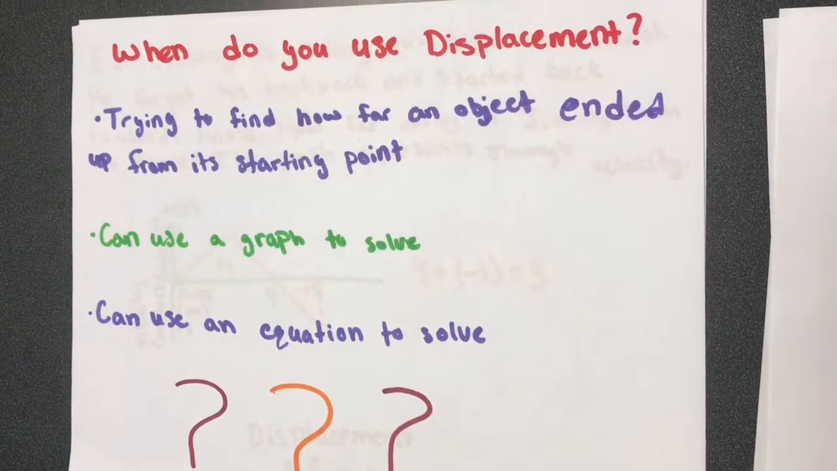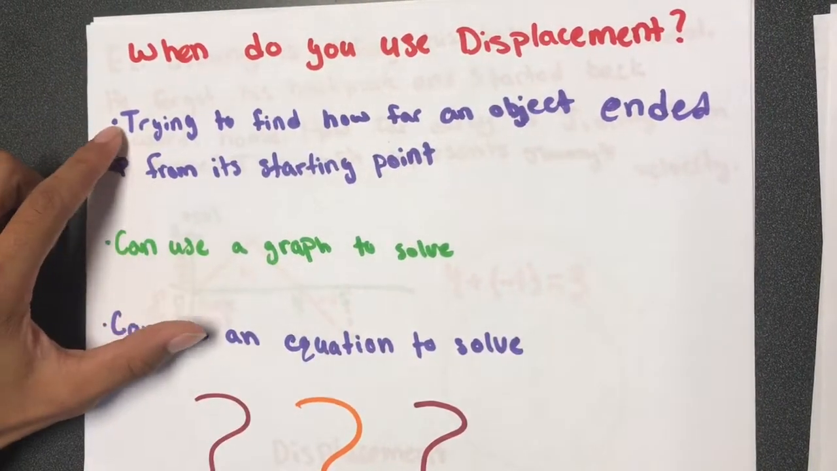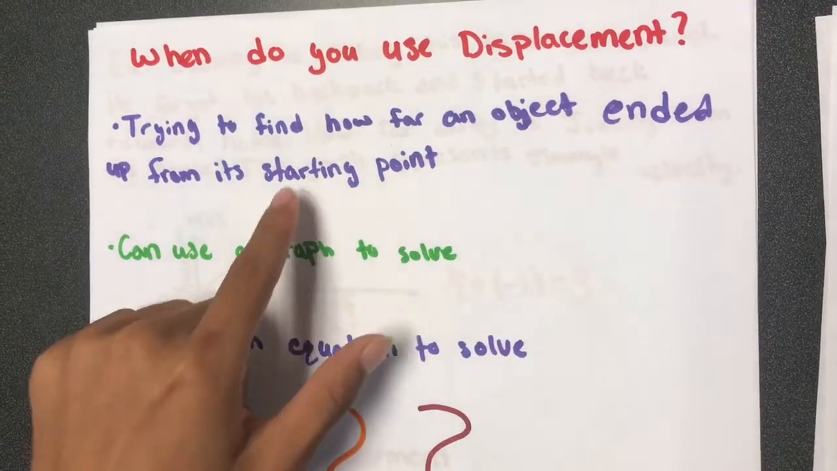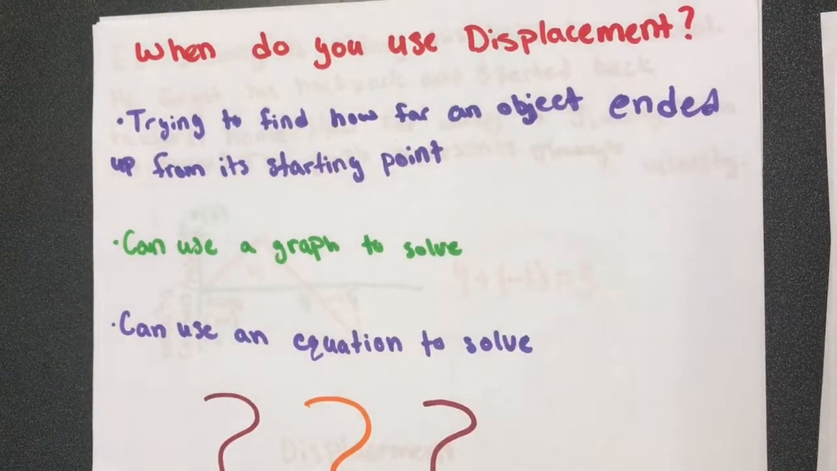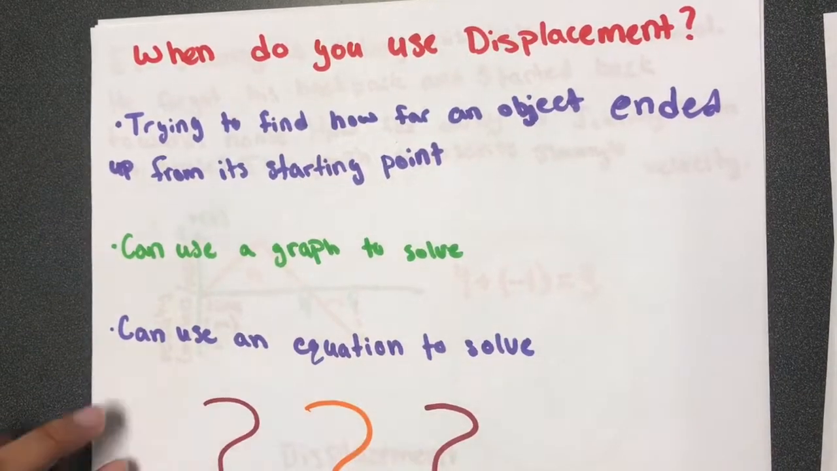So, when do you use displacement? You use displacement when you are trying to find out how far an object ended up from its starting point. We can use a graph to solve it, or we can use an equation to solve it.